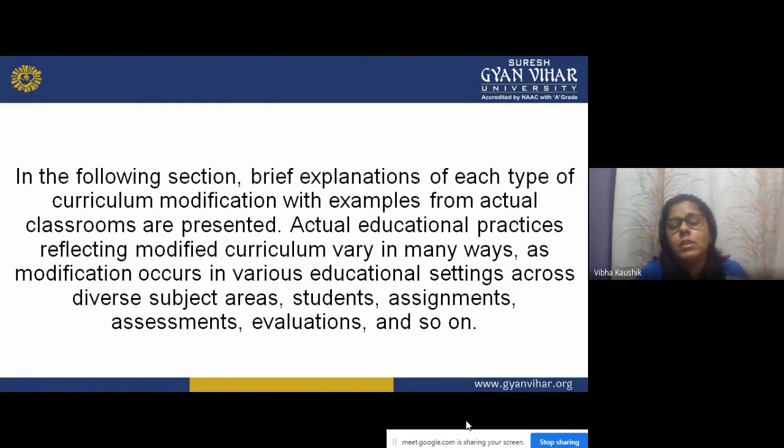These practices vary in many ways and can be done in many ways in the curriculum. As modification will occur in various educational settings, across different subject areas, among different students, in the assignments which were given by the teacher to the students, in assessment, what is the process of assessing the knowledge or the skills, and in evaluation, whether it will be a formative evaluation or a summative evaluation, and so on.